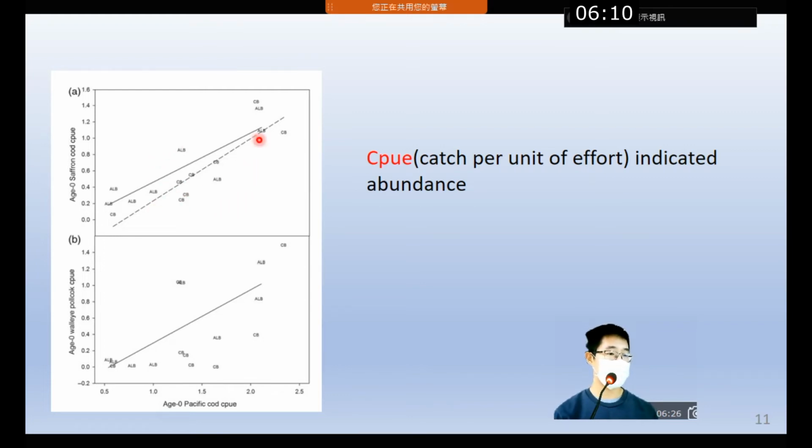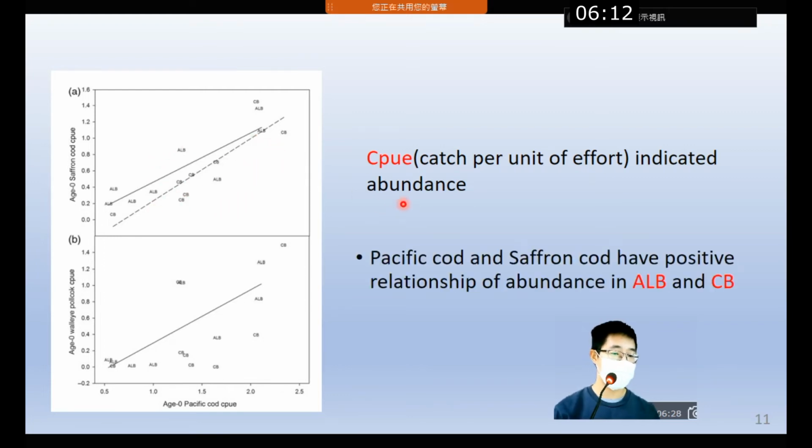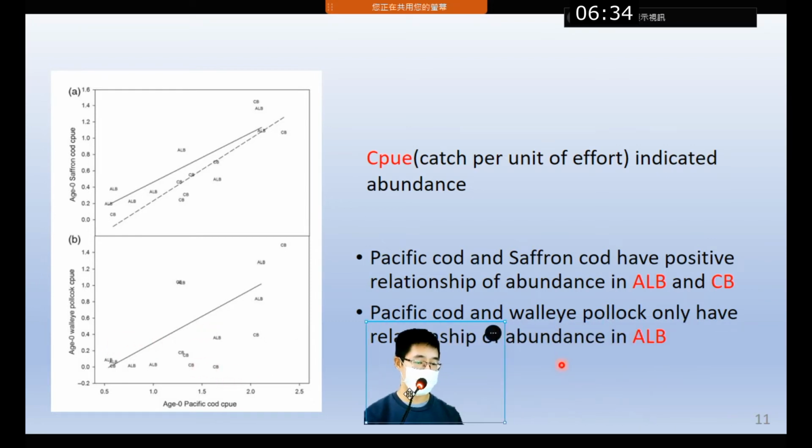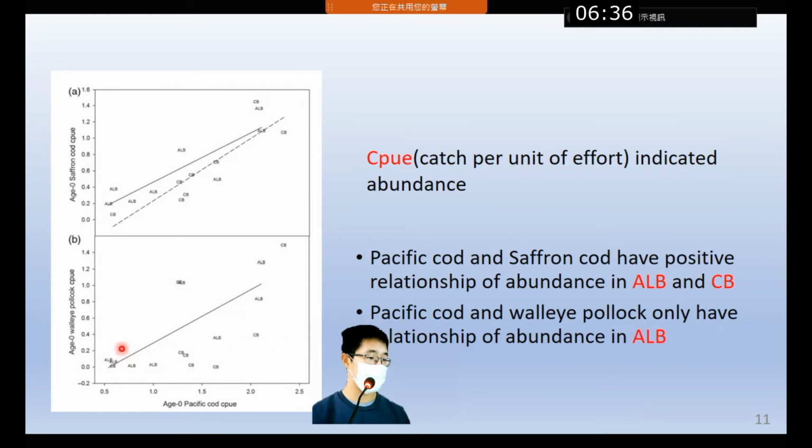So in the upper one, we can see the Pacific cod and the saffron cod have a positive relationship of abundance in ALB and CB, Anton Larsen Bay and Cooks Bay. But in the lower one, we can see the Pacific cod and the walleye pollock only have the positive relationship in ALB.